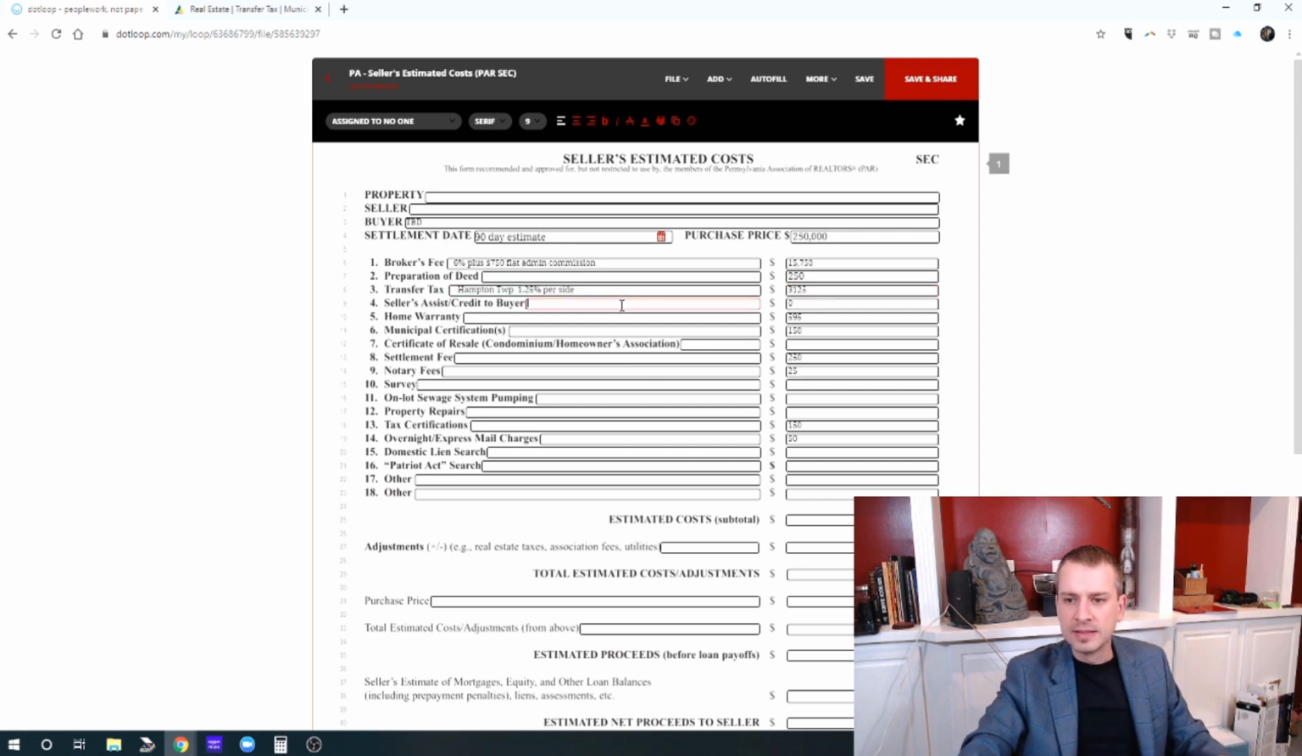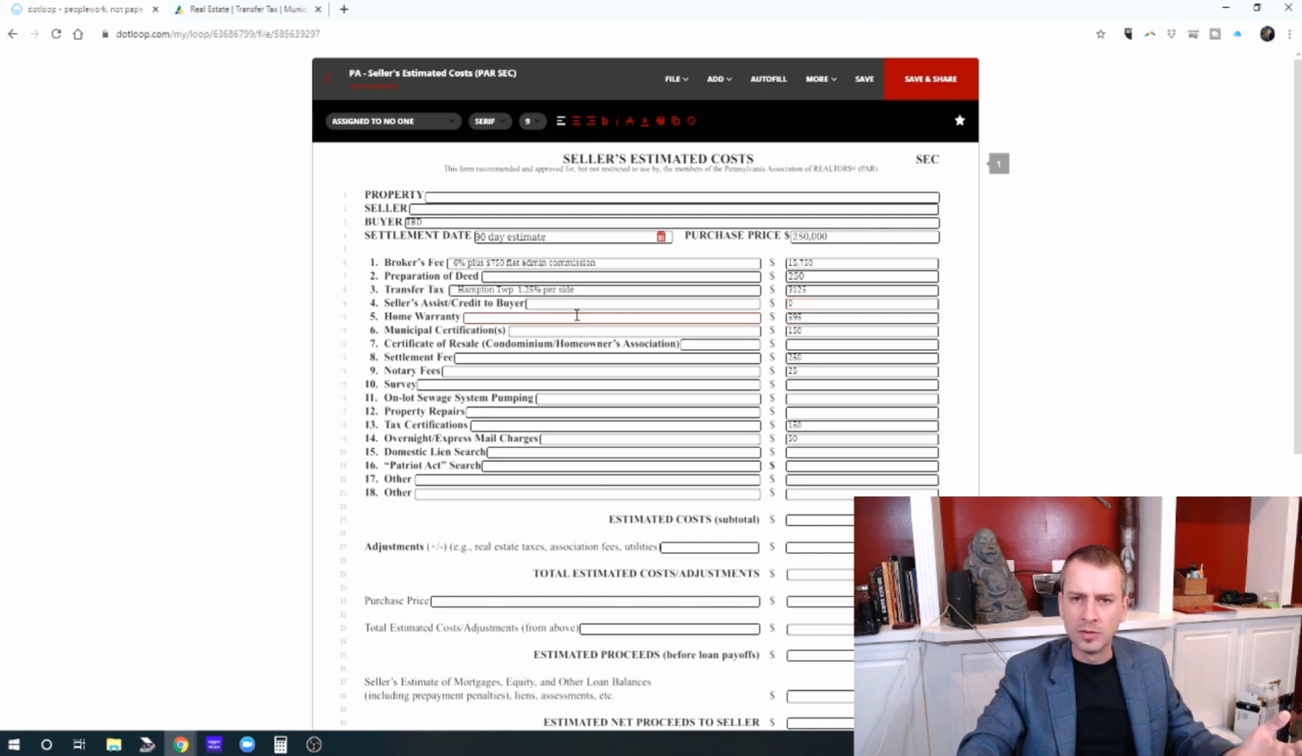Seller assist. If the seller was agreeing to give the buyer closing cost assistance, you would write that in here, whatever the amount is. If it's a percentage or a dollar amount, you're going to fill that in. If I'm taking a listing, I'm usually never going to put this in. I'm going to say this is negotiable. We can deal with that when it comes along. As of right now for this estimate, we're going to assume that you're not paying it.